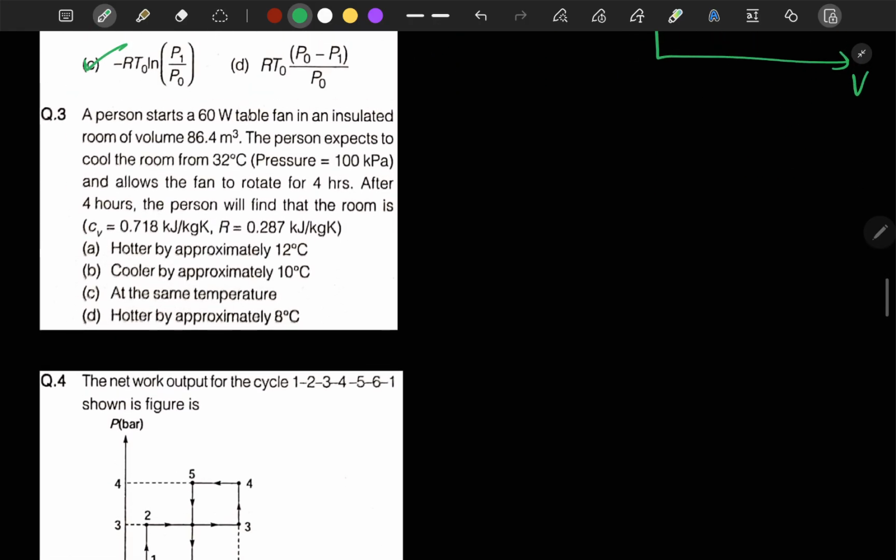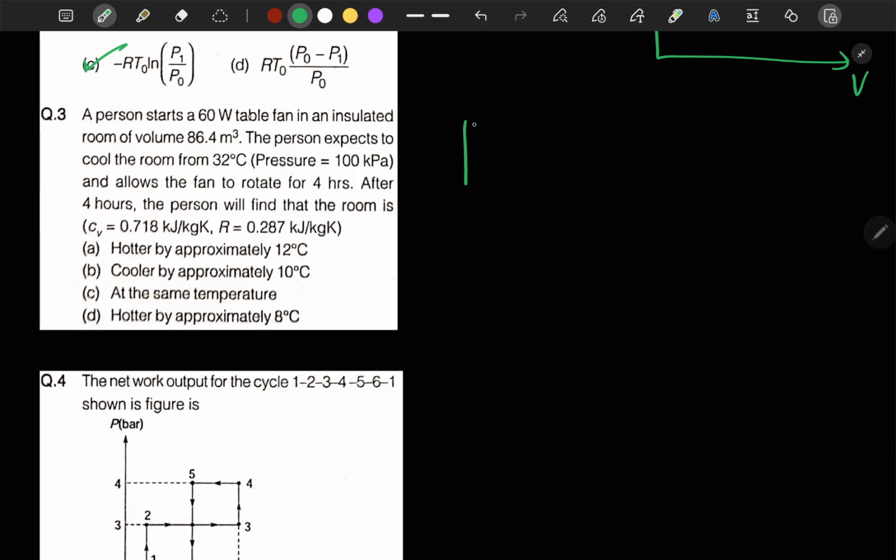For question 3: a person starts a 60-watt table fan in an insulated room of volume 86.4 meter cube. The person expects to cool the room from 32 degrees Celsius, pressure 100 kilopascal, and allows the fan to rotate for 4 hours. After 4 hours, the person will find the room is... So this is an interesting question.